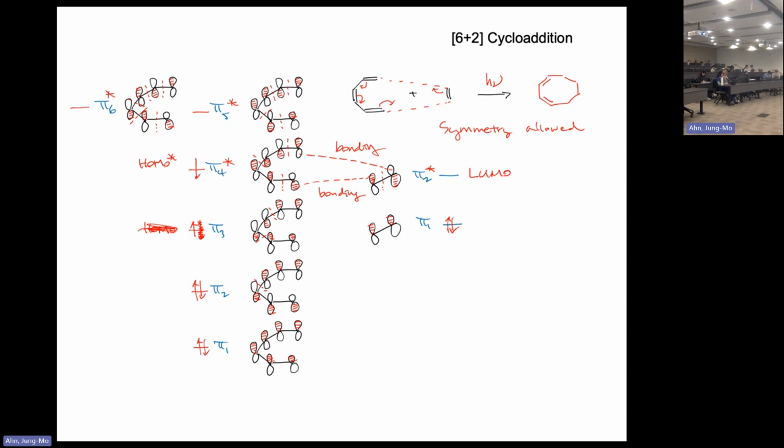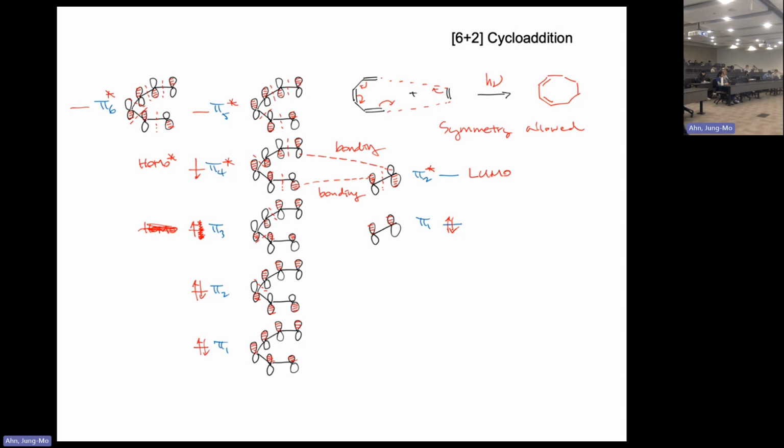So in case you want to do a 6 plus 2 cycloaddition, then just heating it up is not going to make it work. You can heat up to 400 degrees, 500 degrees, 600 degrees, it's not going to be efficient. It's not going to work. But once you shine the light, even at room temperature, this will go. That is what this molecular orbital theory is talking about.